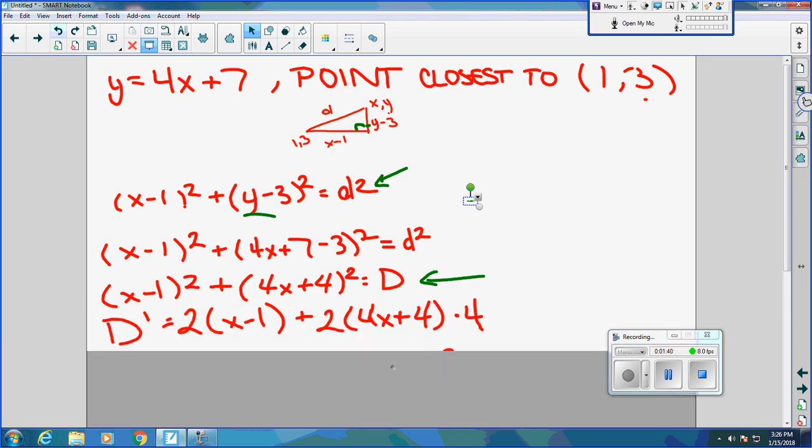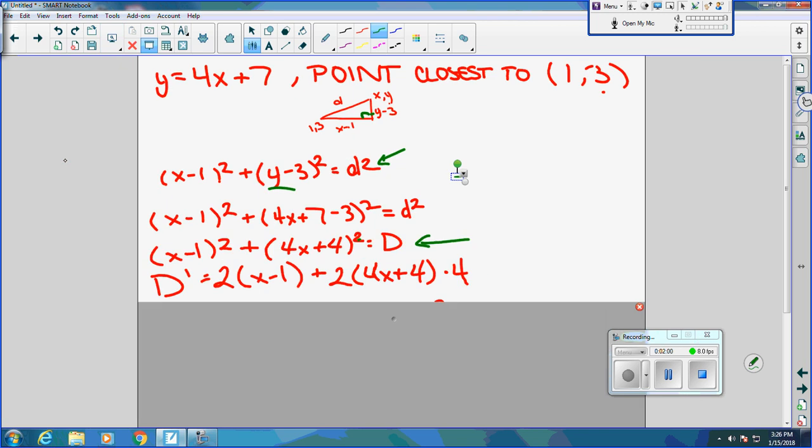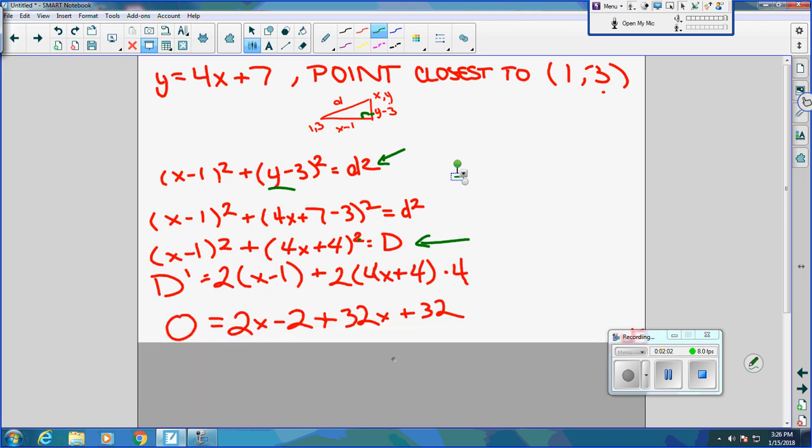D prime equals, now it's a chain rule. 2 times (x minus 1), 1 power up here. The inside derivative is 1, so I don't have to write those 1s. Bring down the power, 2. And this time the inside derivative is 4, so we have to write it there. And now this simply becomes an exercise of finding the minimum. So now we'll set that equal to 0.